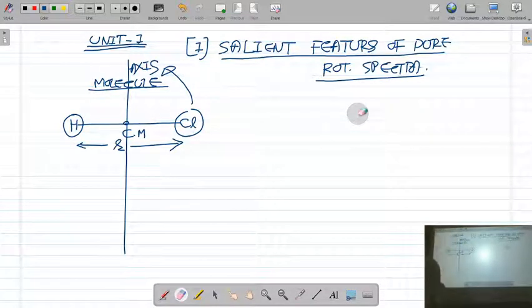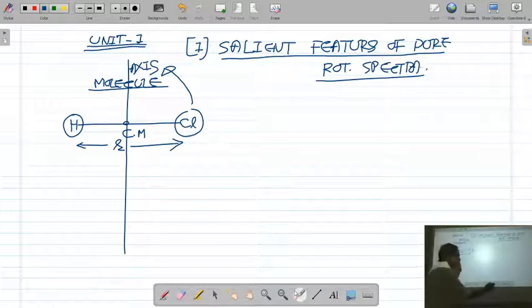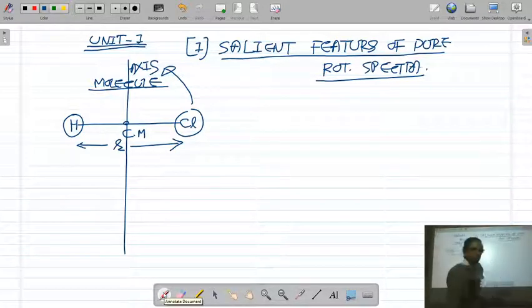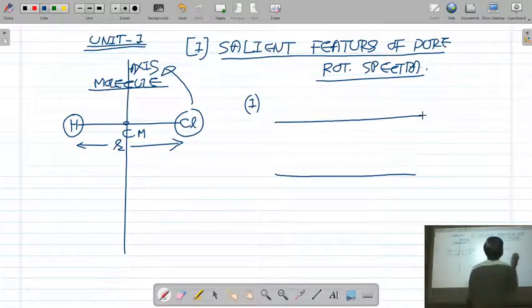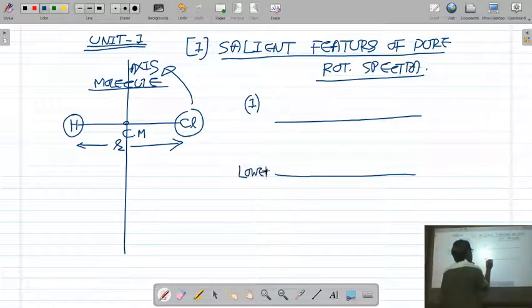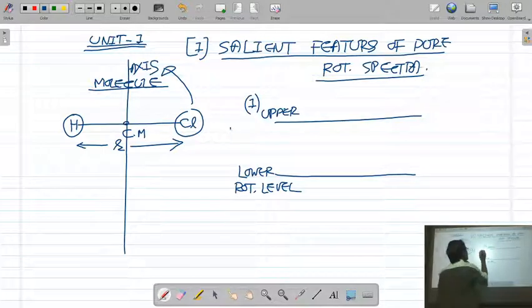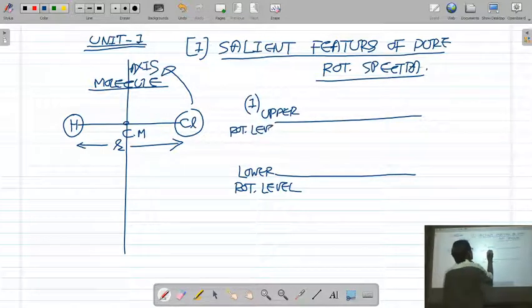Okay, as I told you, due to the rotation of the molecule about an axis passing through the center of mass, the molecule has different rotational energy levels. Suppose I draw two rotational energy levels. The first important feature, yes, this is the lower rotational energy level, and this is the upper rotational energy level.